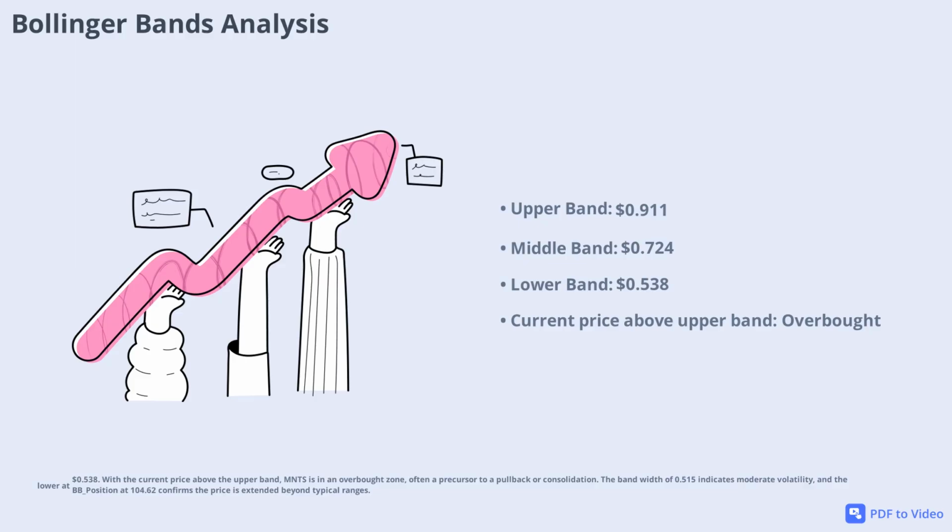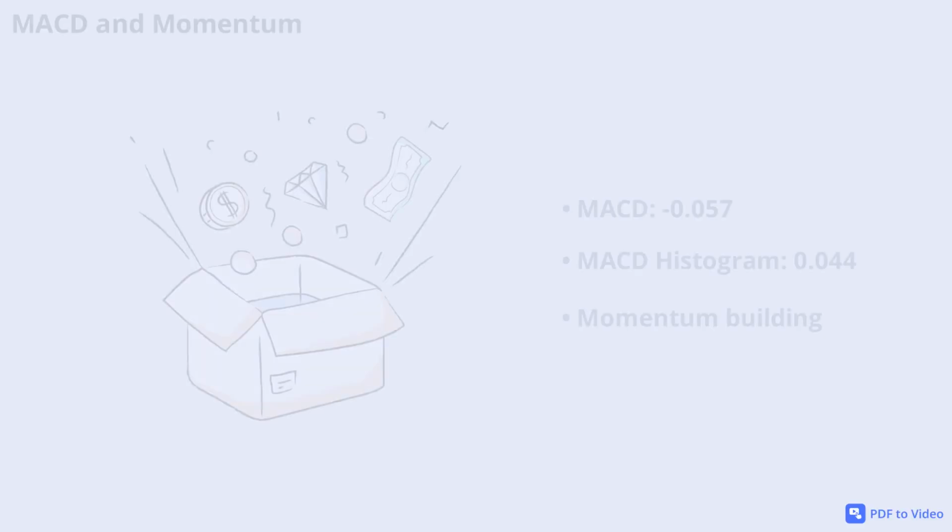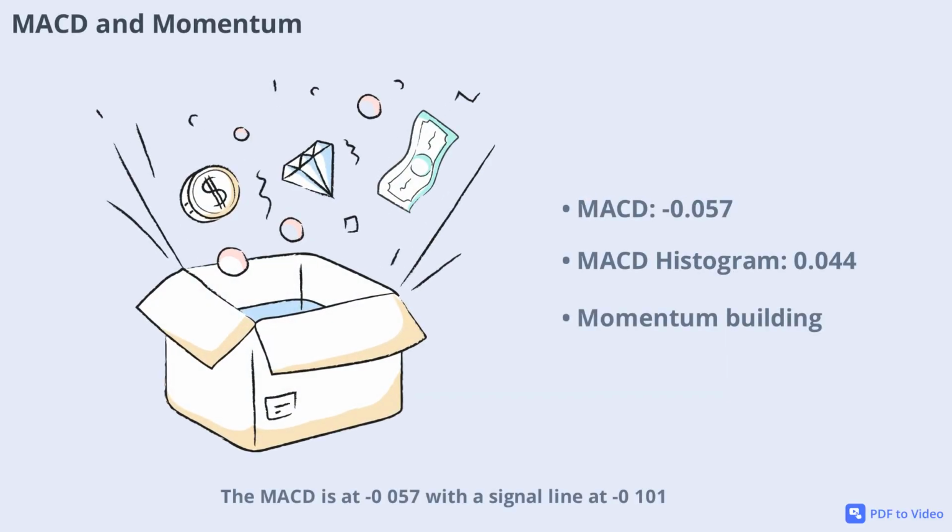The MACD is at, with a signal line at -0.101 and a positive histogram of 0.044. This suggests a recent bullish crossover, indicating upward momentum. The MACD momentum value of 0.037 further supports this. However, the negative MACD and signal values remind us that the overall trend is still recovering from previous weakness.